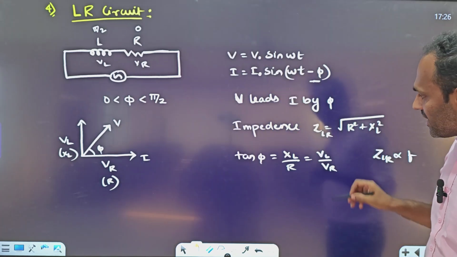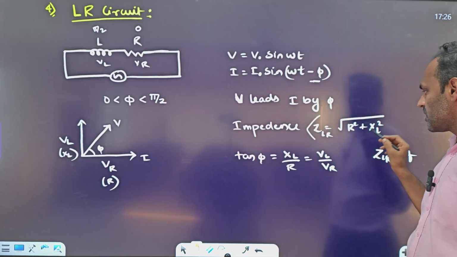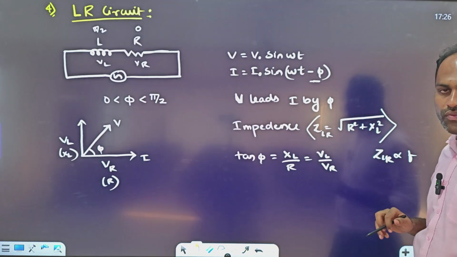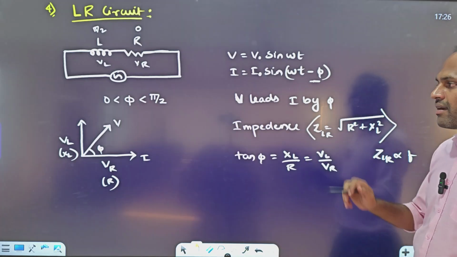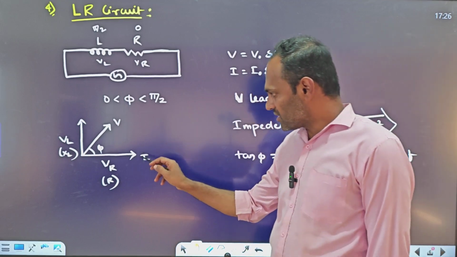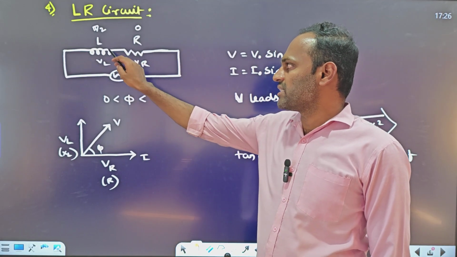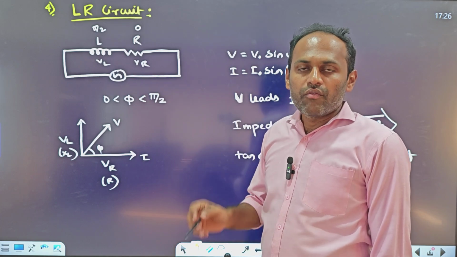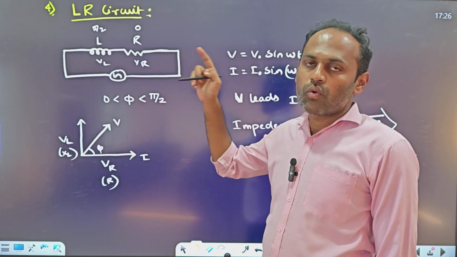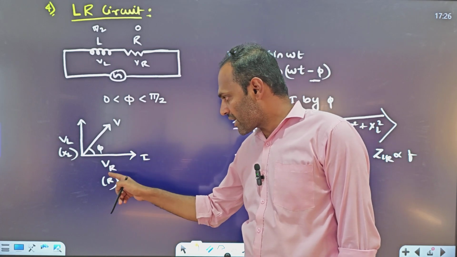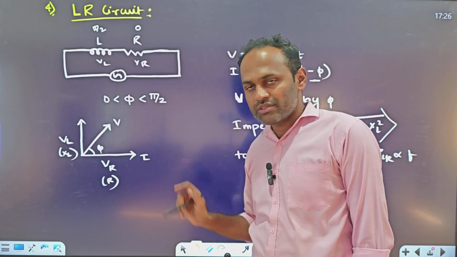So here in LR circuit, impedance is given by ZLR is equal to root of R square plus XL square. And here, see, this is current. Here the voltage across resistor is VR, voltage across inductor is VL. We know very well in a resistor, voltage and current will be in phase. That's why we show voltage across the resistor and current in the same direction.